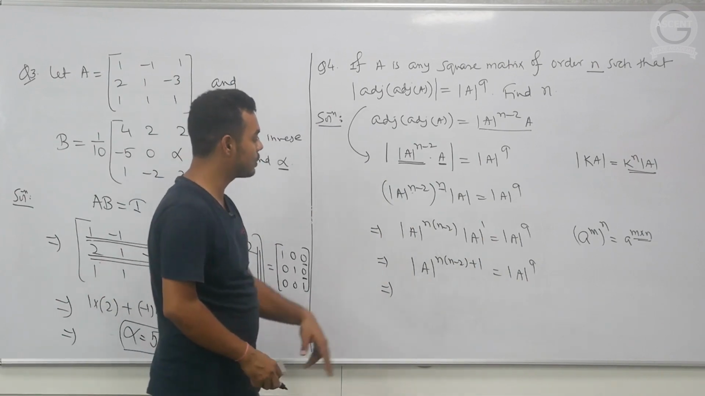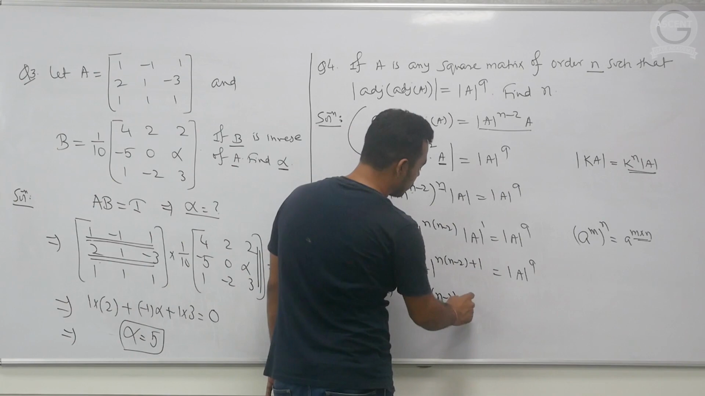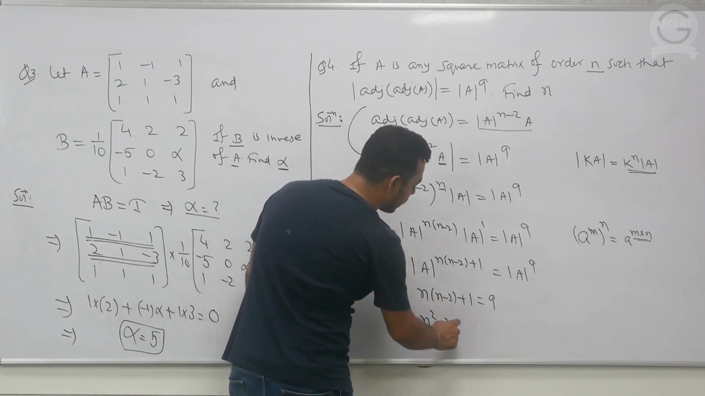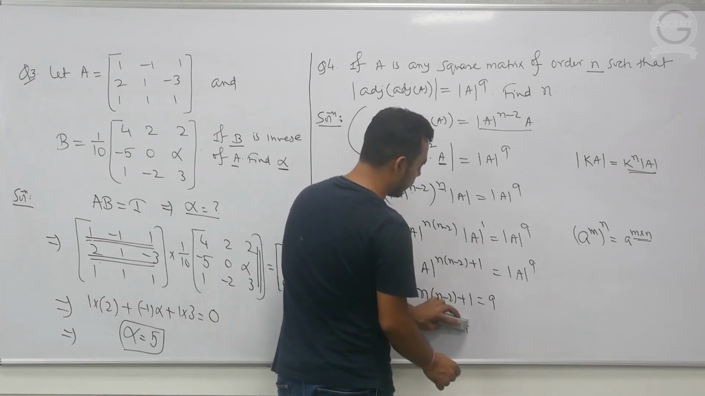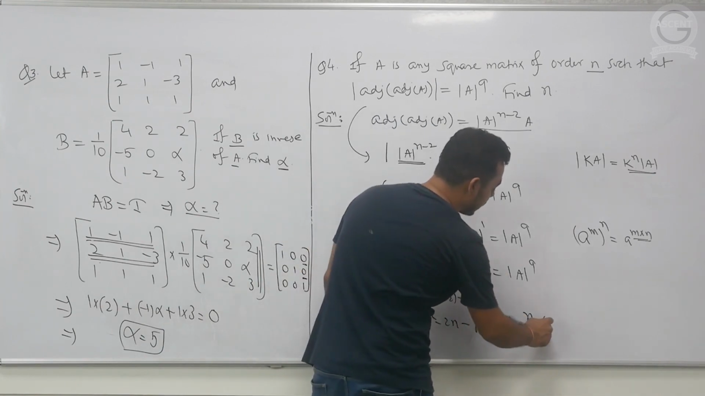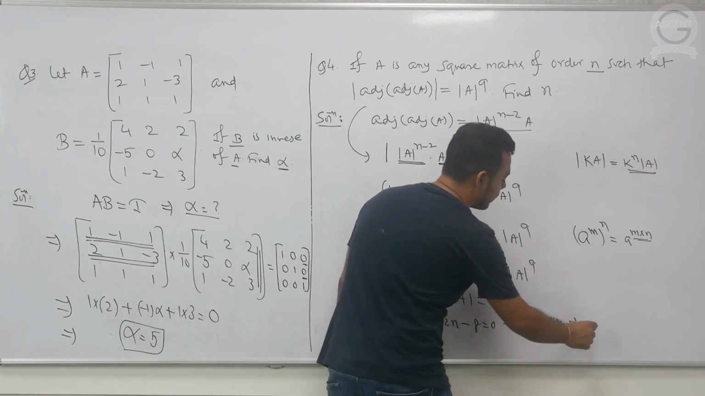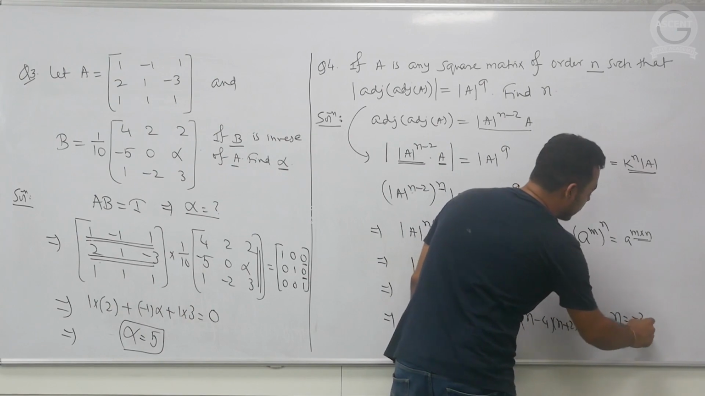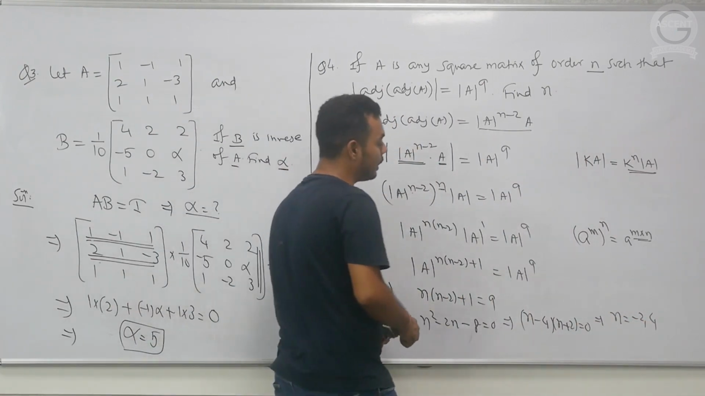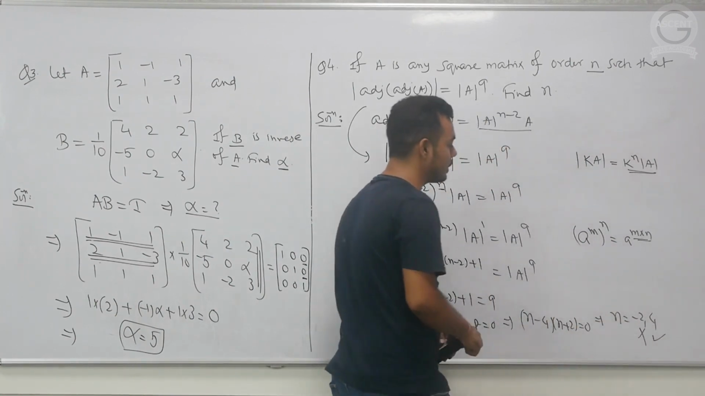Now we can equate the exponent. So from here the equation that you will get is n into n minus 2 plus 1 equals 9, which means n square minus 2n plus 1 minus 9, so this will be minus 8, equals 0, which implies n minus 4, n plus 2 equals 0, which will give you n equals minus 2 and plus 4. Now obviously the order of a matrix cannot be negative. So minus 2 is not acceptable, and therefore the correct answer is 4.